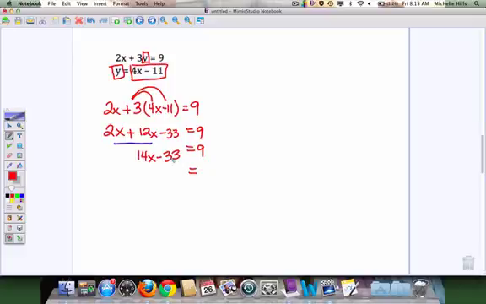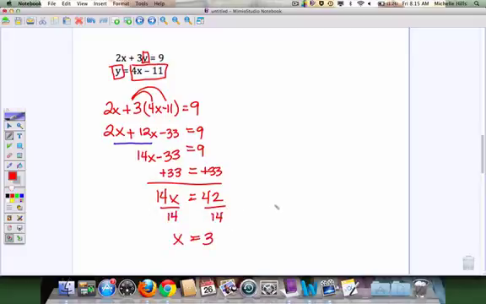Now I want this constant to go to the other side with the other constant. So to undo a minus 33, I would have to add 33 and add 33 to the other side. So I end up with 14x equals 42. Divide both sides by 14 to isolate the x. So x equals 3. Which means if I graph these lines, the point of intersection has an x value of 3. Now, to find y, I'm going to go back to one of my equations.